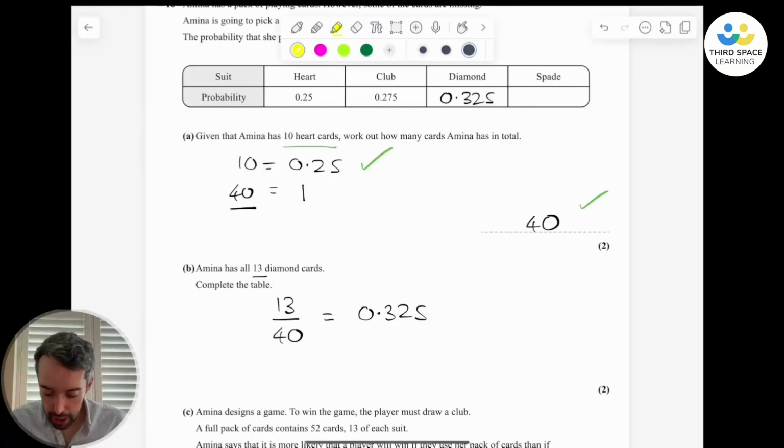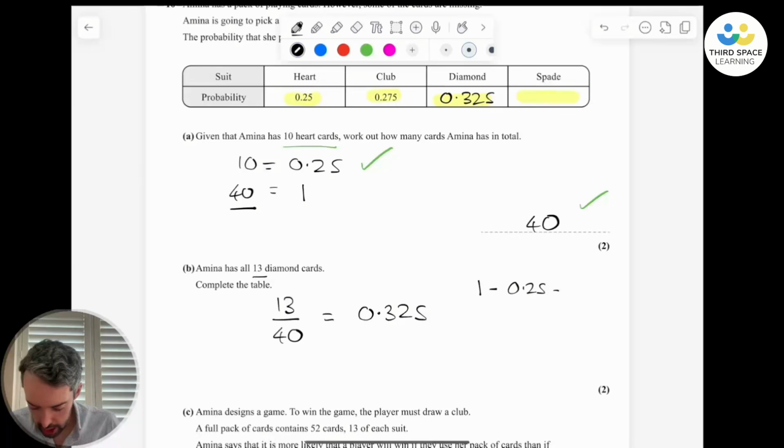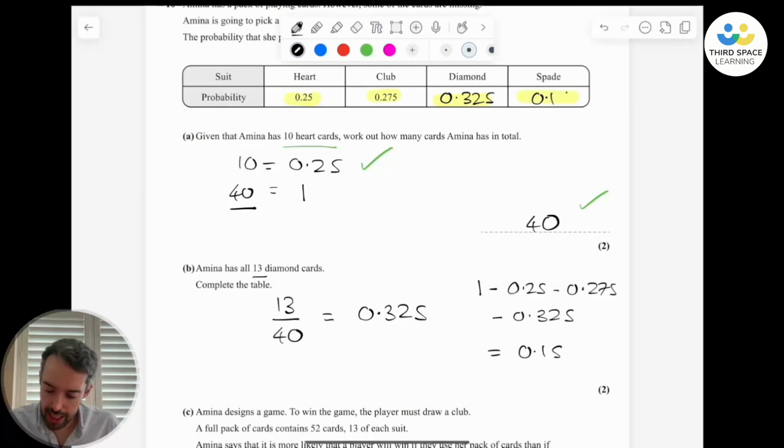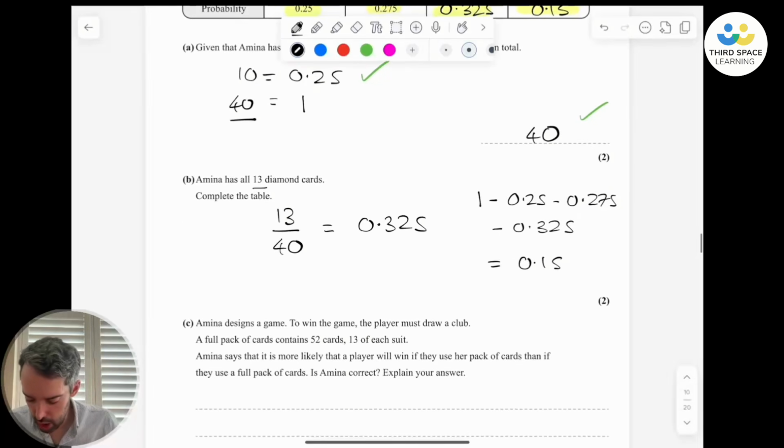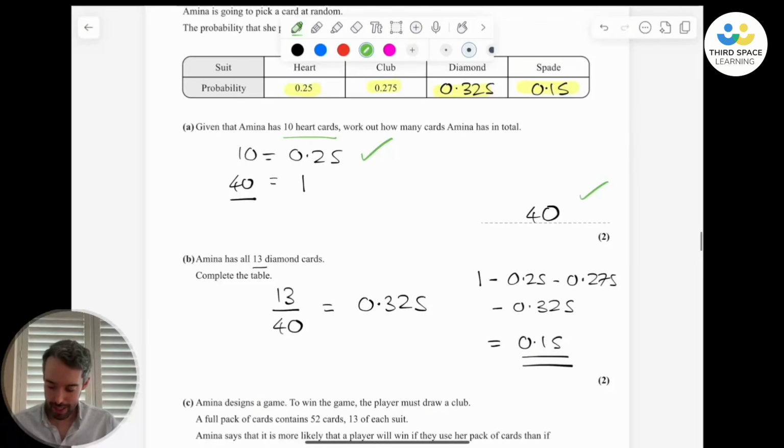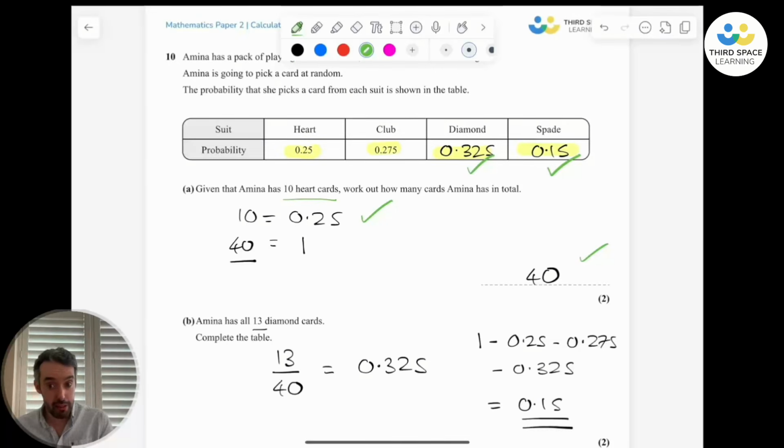But we know that if we add together all these probabilities, we get 1. So let's do that. Let's do 1 subtract 0.25 subtract 0.275 subtract 0.325. And what do we get in the calculator? We get 0.15. Pop that straight in the table and underline it so the examiner is super clear. Where do those marks come from? Well, we're going to get 1 mark for the correct diamond value and 1 mark for the correct spade value. And you'll notice I've marked them on the table because I can give marks for that. So fill in absolutely everything that you can.